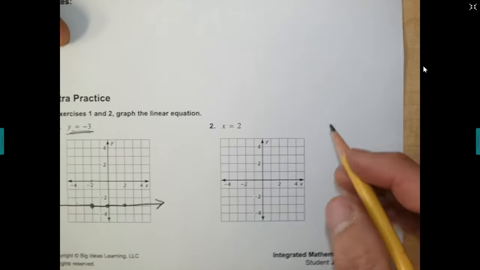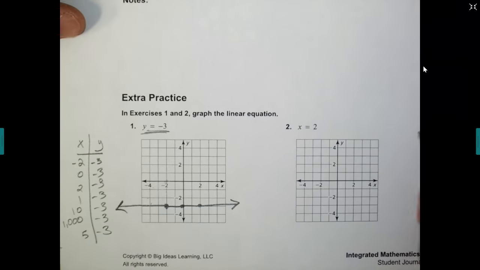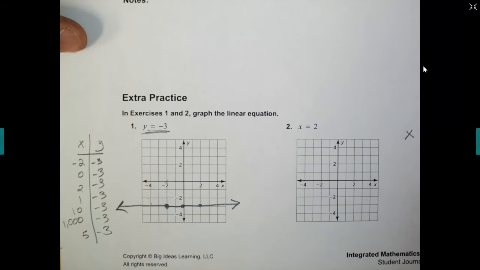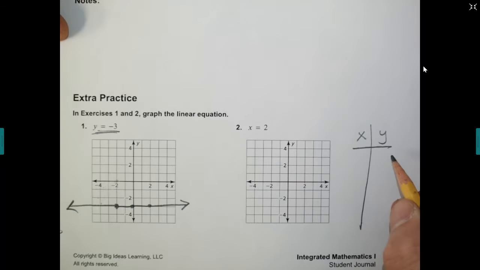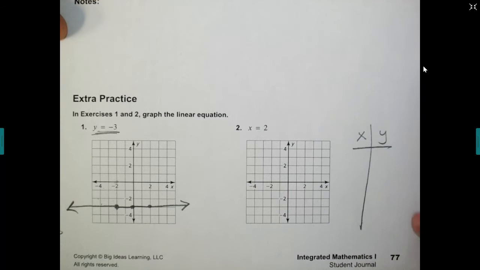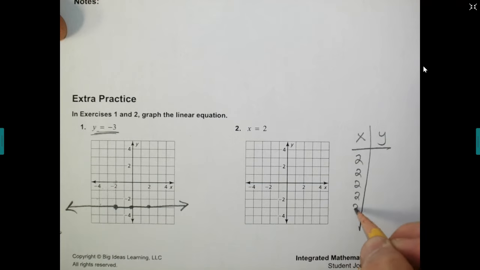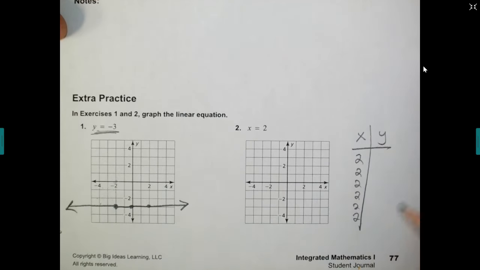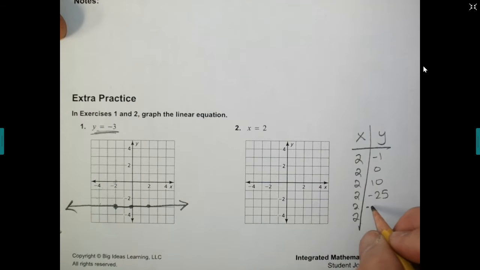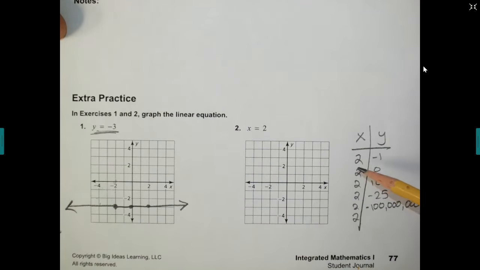All right, here we have x equals 2. So let's do the same thing. Let's do an x, y table. My x value is 2, right? For these horizontal and vertical ones, they're actually easier because I can just make up whatever numbers I want for the y. I really like 100 million. All I know is that my x has to equal 2 no matter what I have.